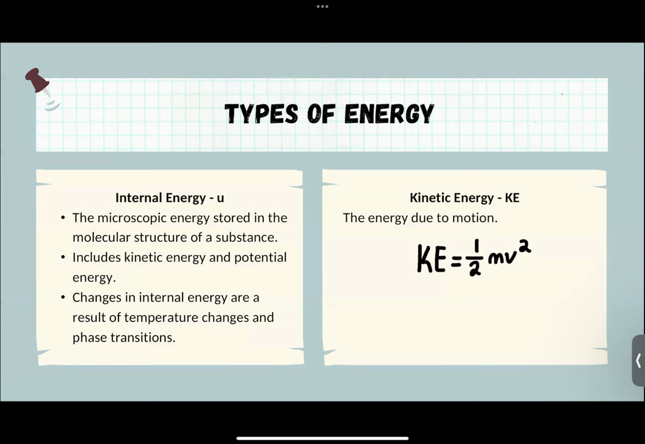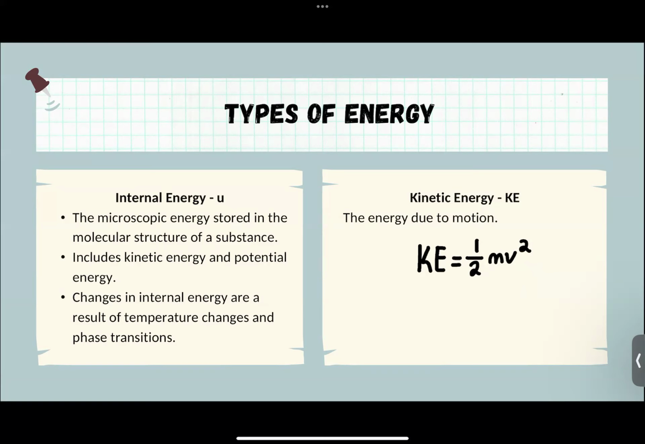First, there's internal energy, which is denoted by U, and it's the microscopic energy stored in the molecular structure of a substance. It includes both kinetic and potential energy, and any changes in the internal energy are a result of temperature changes and phase transitions.